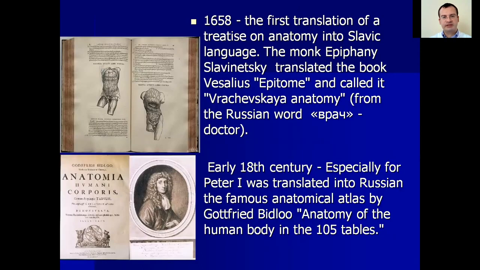In 1658, the first translation of an anatomical text into the Slavic language appeared. The monk Epiphany Slavinetsky translated the book of Vesalius, the Epitome, and called it Vrachevskaya Anatomy, from the Russian word vrach, doctor. In the early 18th century, especially for Peter I, the famous anatomical atlas by Godfried Bidloo, Anatomy of the Human Body, on 105 tables, was translated into Russian.